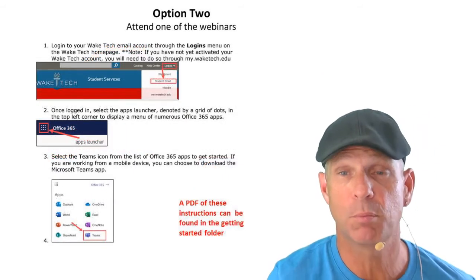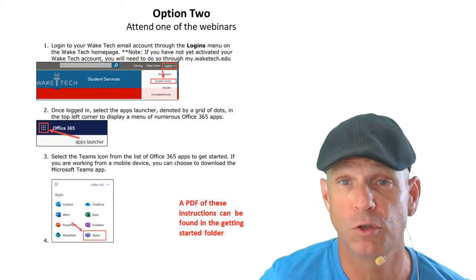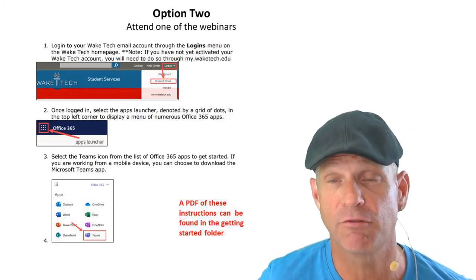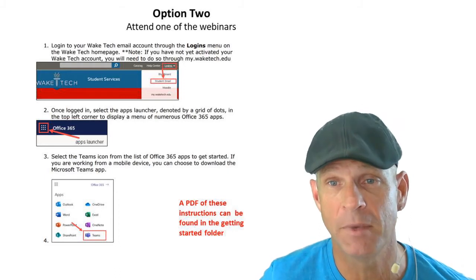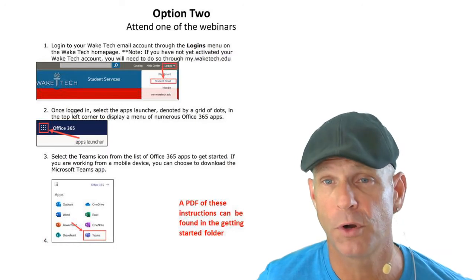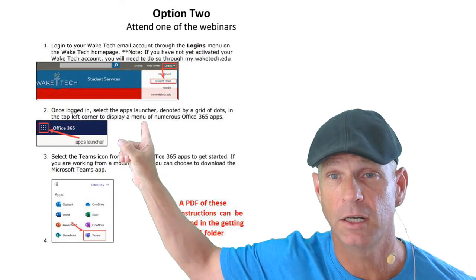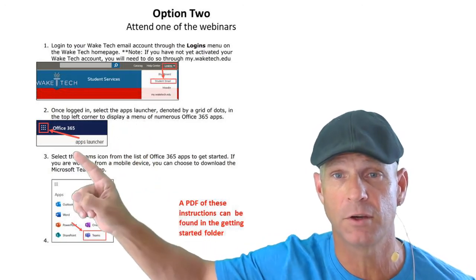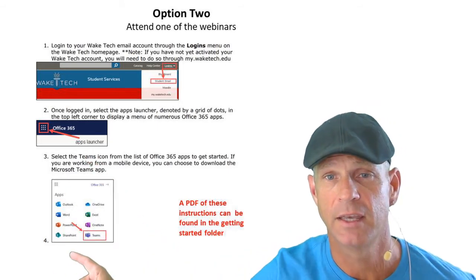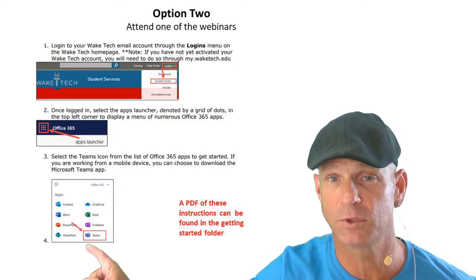However, if you're like me, you probably like to get together and talk with other people. And so option two is for you to attend one of the weekly webinars that I'm going to be holding every Wednesday from 1 to 1:45 p.m. in Microsoft Teams. If you've never used Teams before, don't worry, it's pretty easy. All you do is go up and click on your email and log into your email. And when you log into your email, you're going to see a little apps launcher in the top left corner of your email box. If you click on that, you'll see Microsoft Teams right down there.